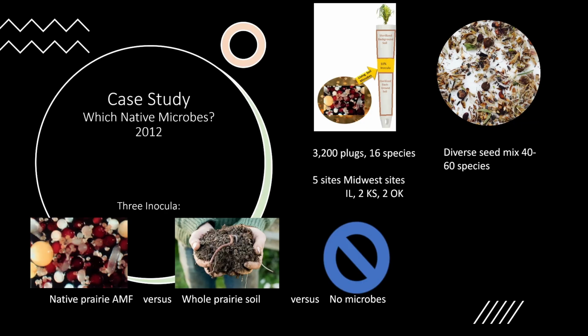And so we installed our inoculation treatments on the roots of little seedlings that I described earlier. And for this study, we followed about 3,000 little seedlings in restorations in Illinois, 2 in Kansas, and 2 in Oklahoma. We also seeded all the sites with a diverse seed mixture of 40 to 60 species. And so I'm not going to talk about each restoration individually, but the general patterns that we found.